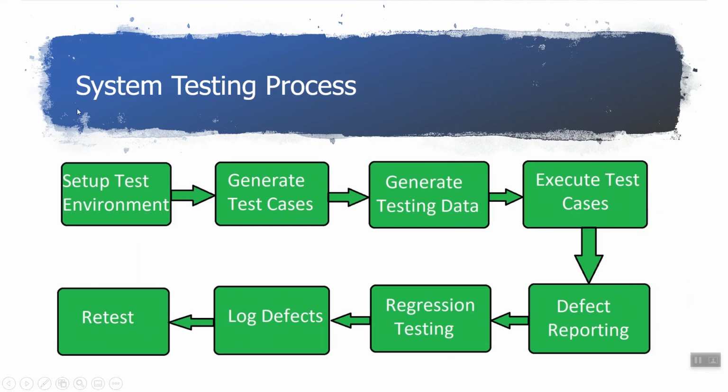Next is the system testing process. There are different steps in the system testing process. This is the image which indicates there are eight different steps we perform while doing system testing. First is test environment setup, then generating test cases, then generating test data, executing test cases against the requirements on the system, defect reporting. After defect reporting, regression testing, logging defects and retesting.